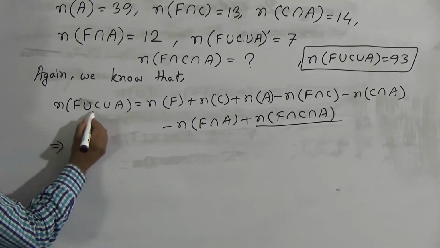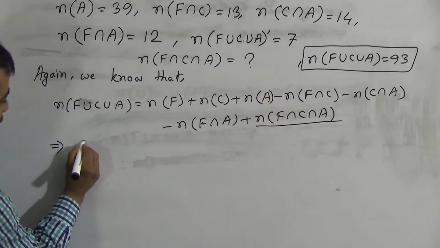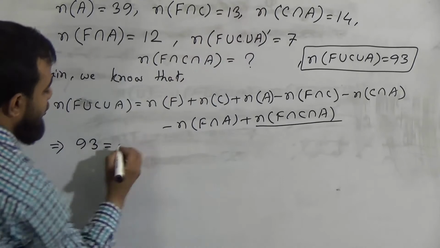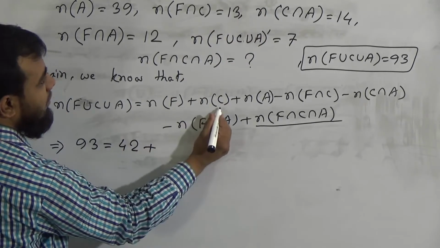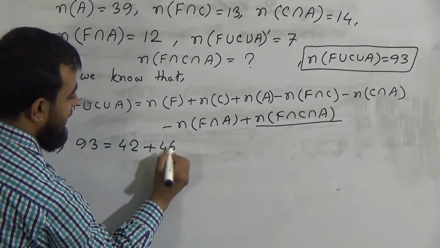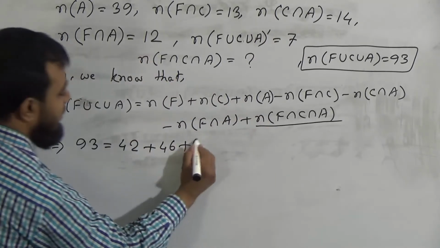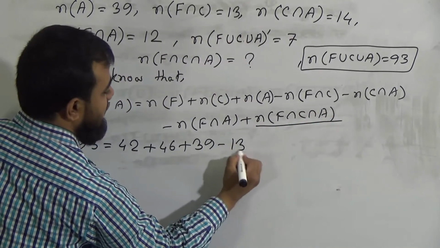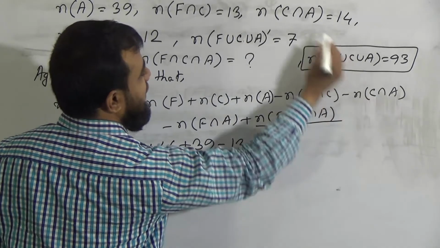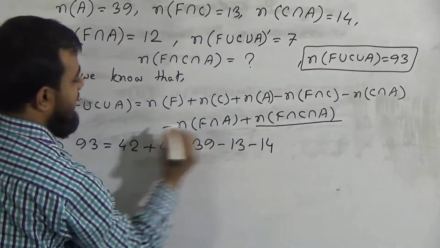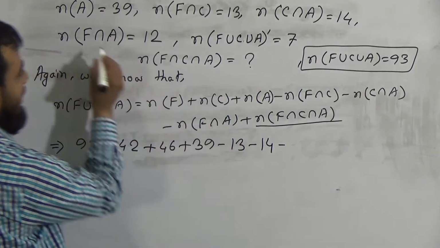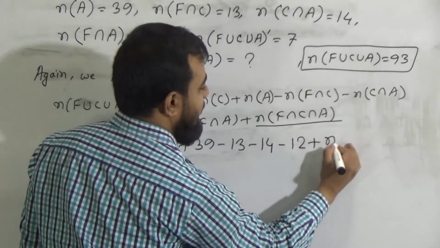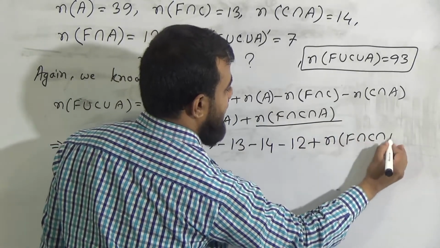Now put in the values. The number of elements of F union C union A is 93. That equals the number of elements of F, which is 42, plus the number of elements of C, which is 46, plus the number of elements of A, which is 39. Now minus the number of elements of F intersection C, which is 13. Minus again the number of elements of C intersection A, which is 14. Again minus the number of elements of F intersection A, which is 12. Plus the number of elements of F intersection C intersection A, which we need to calculate.